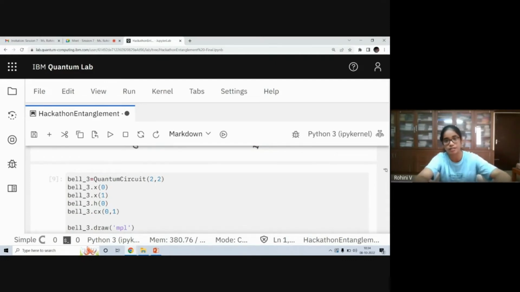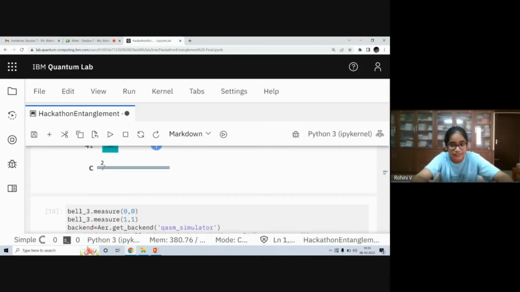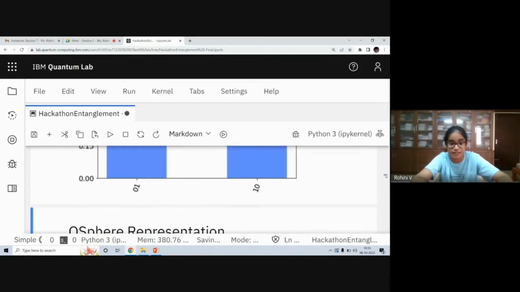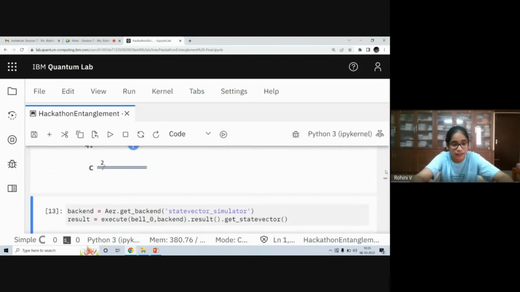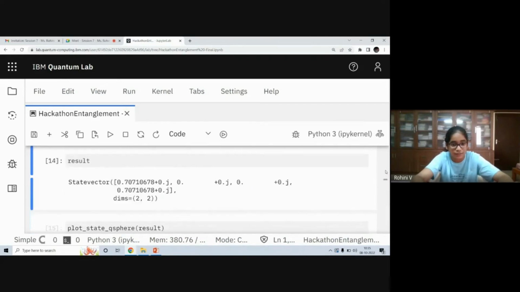The histogram doesn't show us the difference between 01 and 10. It doesn't show us the phase difference. As I told you before, you'll get a minus sign in those states, and that minus sign indicates a phase change. But how does our histogram show it? Don't worry, we have the Q sphere to the rescue. The Q sphere is another way of representation. It represents entanglement in a very smart way.